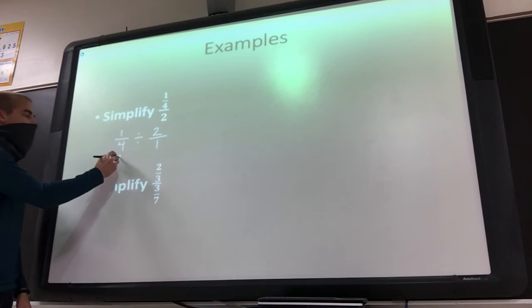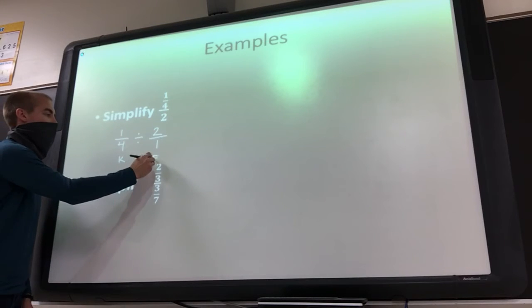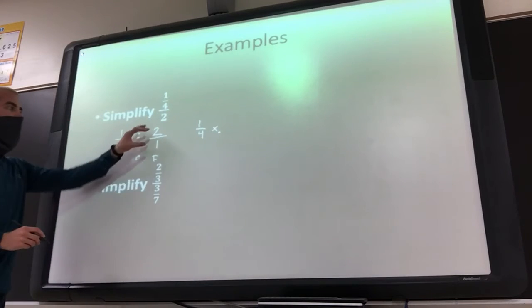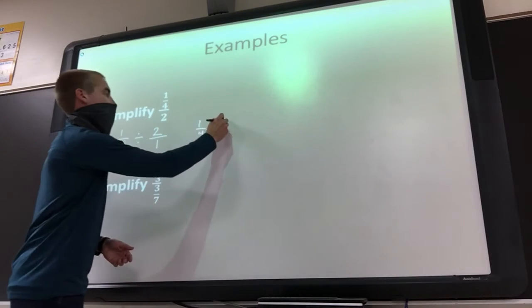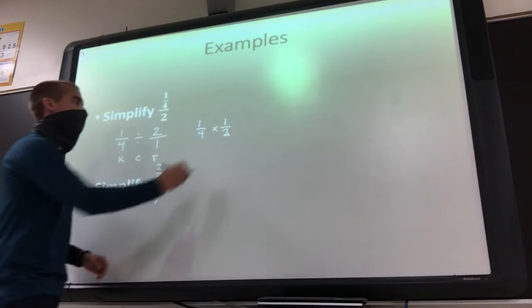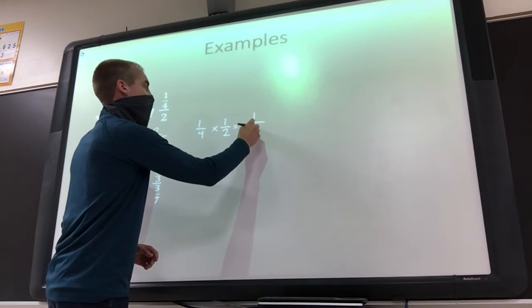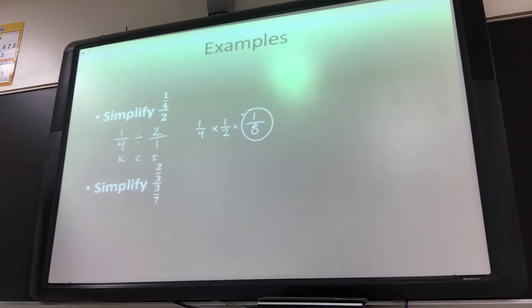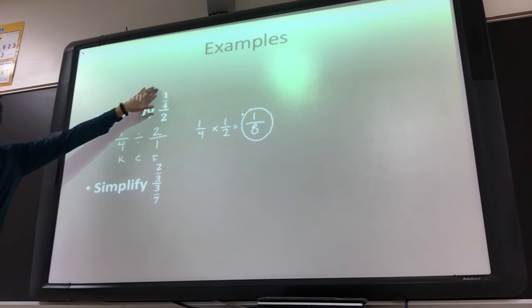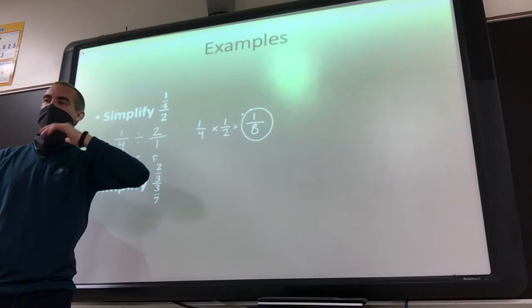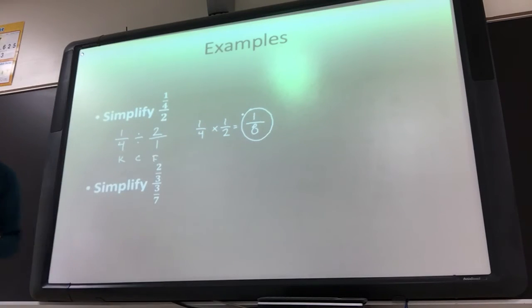And then we do keep, change, flip. So we're going to keep 1/4 the same, change to multiplication, and then flip 2/1 and make it 1/2. And then we just multiply straight across. And 1/8 would be our answer. So in other words, 1/4 over 2, that complex fraction, is actually really just 1/8. We're just simplifying it to write it a different way.